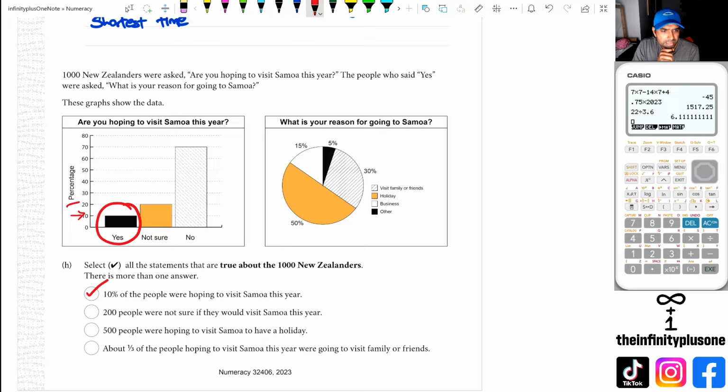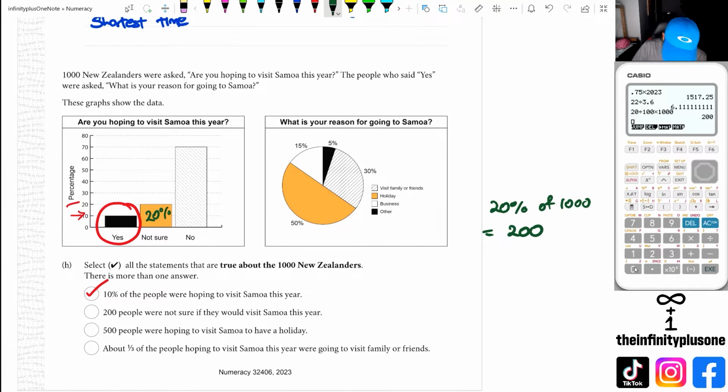Next is 200 people were not sure if they would visit Samoa this year. If we look at not sure, I'm going to put this in a different color. Not sure is 20%. So if you work out what 20% of 1,000 is, we're going to go in the calculator, 20 over 100 multiplied by 1,000, and that's going to give me 200. So that's correct. 200 people were not sure if they'd visit Samoa this year. The next one we're going to be looking at is 500 people were hoping to visit Samoa to have a holiday.